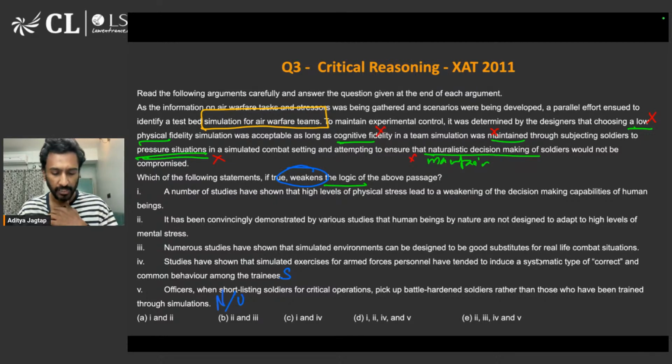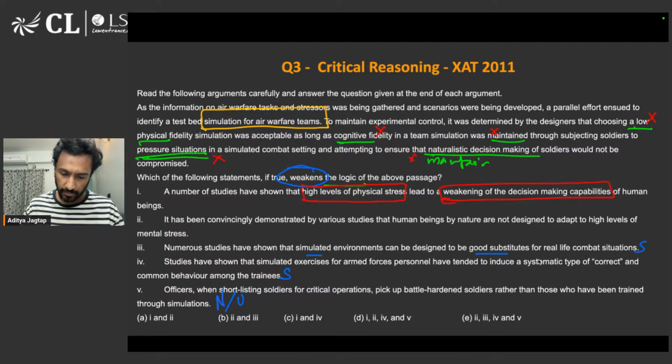Statement 3 says numerous studies have shown that simulated environments can be designed to be good substitutes for real life combat situations. So, training is a good substitute. So, most students know that 3 is strengthening the author's argument. It's statements 1 and 2 that are weakening the author's argument. One says that high level of physical stress leads to weakening of decision making capabilities.